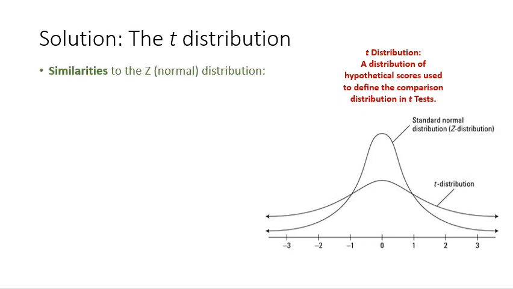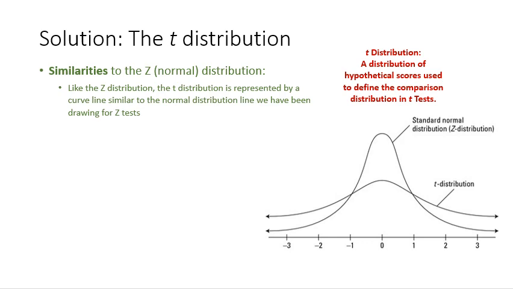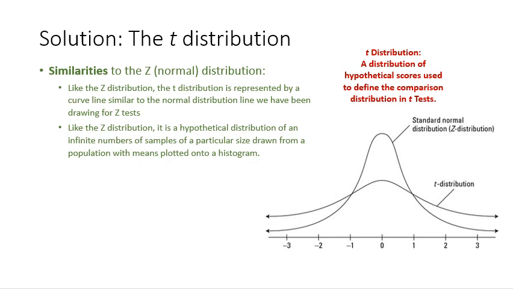So let's talk about it a little. In what ways are they similar? Like the Z distribution, the T distribution is represented by a curved line. Both of them, we're going to draw in the very same way with this curve. Like the Z distribution, the T distribution is a hypothetical distribution of an infinite number of samples of a particular size drawn from a population, with means plotted onto a histogram.